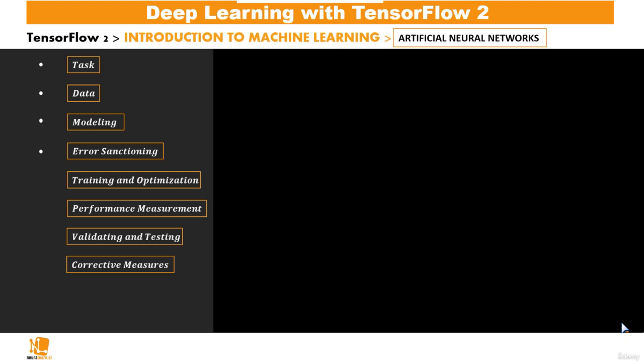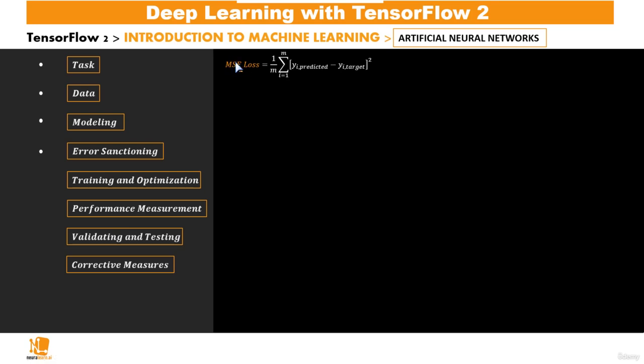Just like every other machine learning algorithm, we need some error sanctioning. That is, we need to define losses so that our model can learn the best parameters by minimizing these losses. Let's take a look at the common losses we have when working with artificial neural networks. Firstly, we have the MSE loss, that's the mean square error loss.